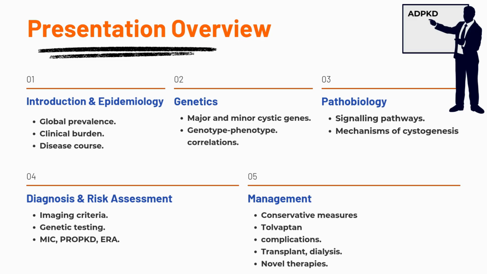Finally, we will move to management, which is where everything comes together. We will start with conservative measures like blood pressure control, lifestyle, and supportive care. Then we will discuss disease-modifying therapies, especially tolvaptan, including indications and contraindications, and how to use adjusted doses. We'll also cover advanced options like dialysis and transplantation, and we'll briefly highlight novel and emerging therapies that may change the future of autosomal dominant polycystic kidney disease.